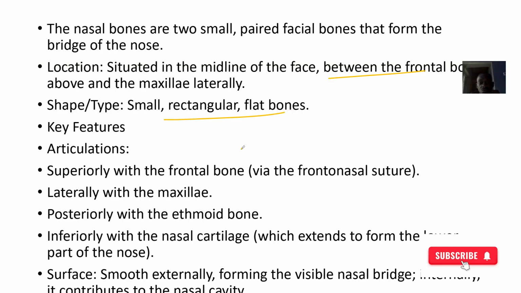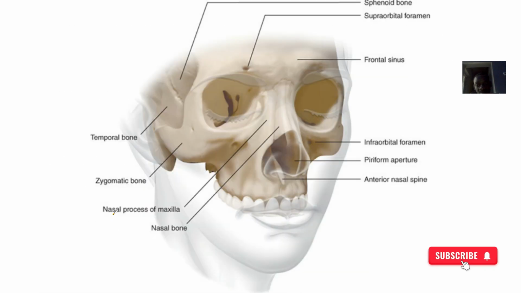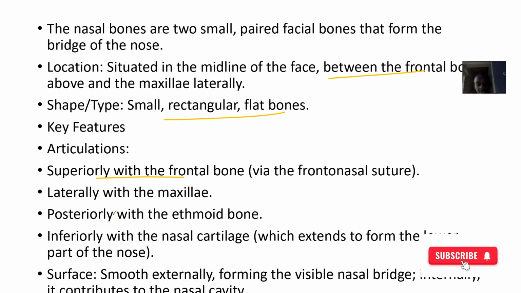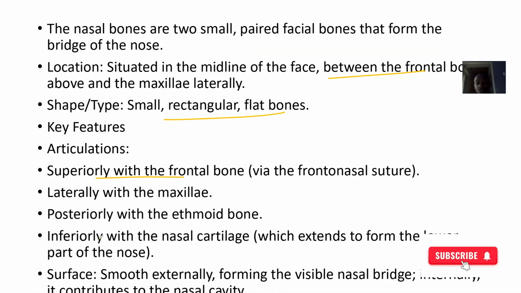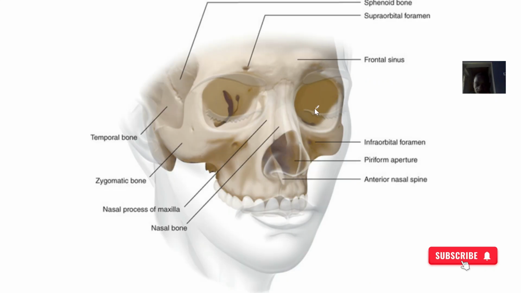Their key features: they join upward with the frontal bone, going up. Then at the sides they join the maxilla, and at the back they join with the ethmoid bone, then below with the nasal cartilage. Still continuing, for the surface, they are smooth externally. They form the visible nasal bridge that we always talk about, and internally they contribute to the nasal cavity. So this is the nasal bone that we are talking about.